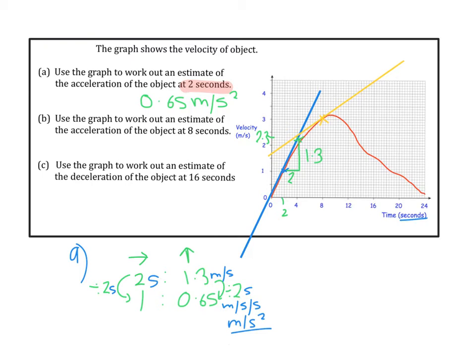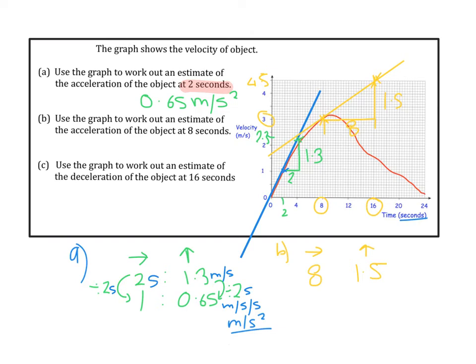And again, I need to do, for 1 across, how many up? So let's have a look at B. Pick a nice point. I'm going to pick that nice point there because that's bang on a whole square. So how many across, how many up? We've gone from 8 to 16, so that's 8 across. And we've gone from 3 to 4.5, which is 1.5.